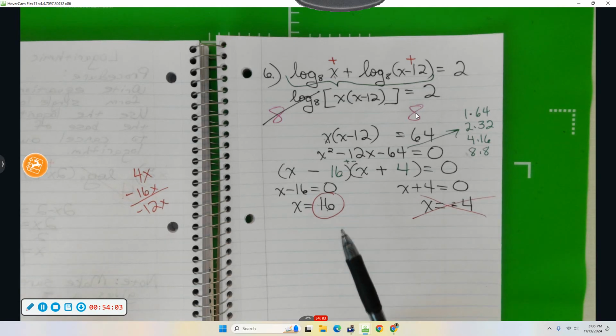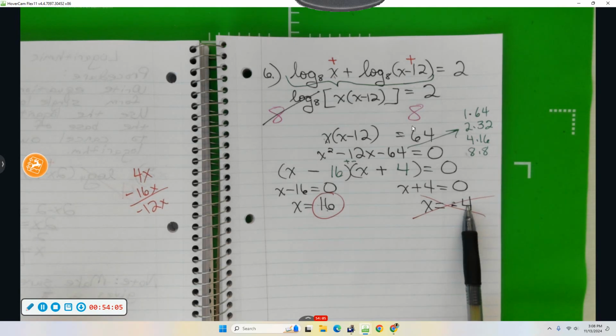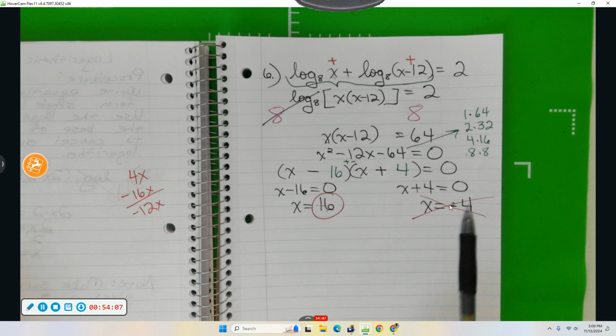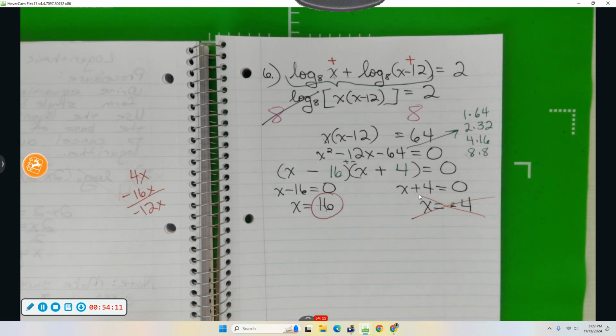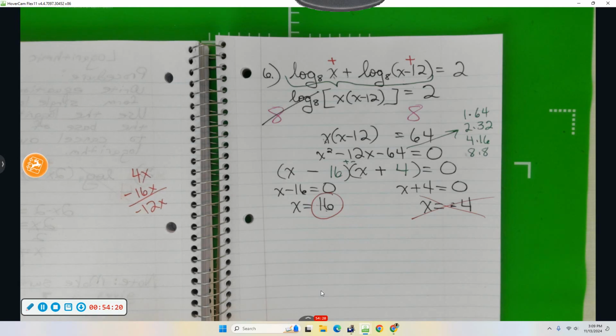But generally, if you have one positive and one negative, in most cases, the negative will be discarded, the positive will be the acceptable solution. If you find yourself circling the negative and marking out the positive, I'd look back over my work because that doesn't usually happen, but it could. Yes, it can happen in rare cases.